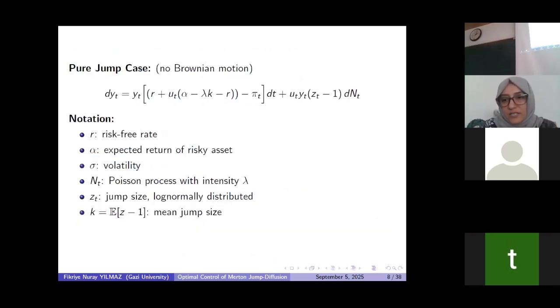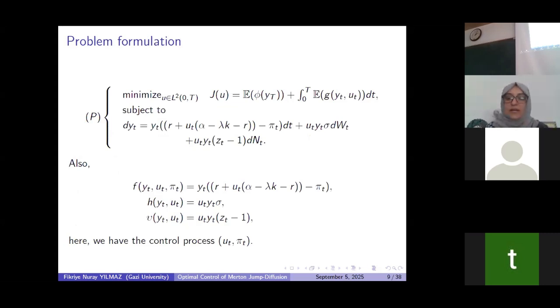Also, we will consider the pure jump model. In this work, we omit dW_t, I mean the stochastic case. So this is our formulation in our work. Here we have a function J to be minimized, and we have a Merton jump diffusion model. And here we use some short notations to get formulas easily.